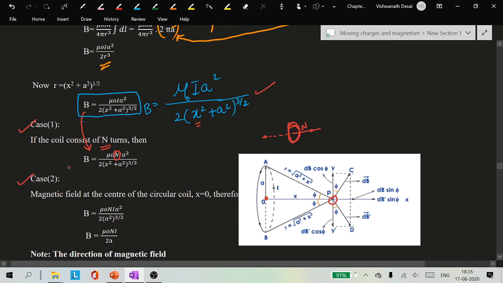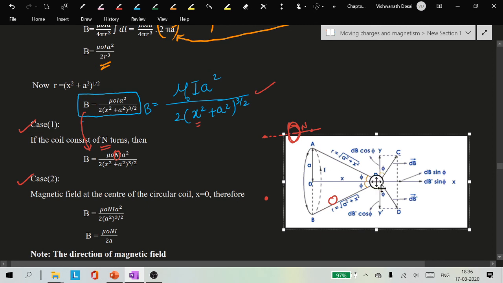And case 2, I will consider case 2. Suppose I am going to take this point P at the center. Suppose I take this point P somewhere here at the center O, then what does the value of X become? So the X value is decreasing. When I take the point P here, the X value becomes 0. So X becomes 0 at the center of the circular coil. Once X becomes 0, then how does the equation look? So mu naught n I a square, the numerator is the same, the denominator with x 0 becomes 2 times a square to the power 3 by 2, and the 2 will cancel, and you will get mu naught n I divided by 2a. And this is the magnetic field at the center of the circular coil.